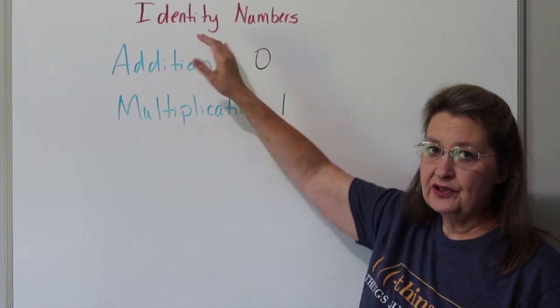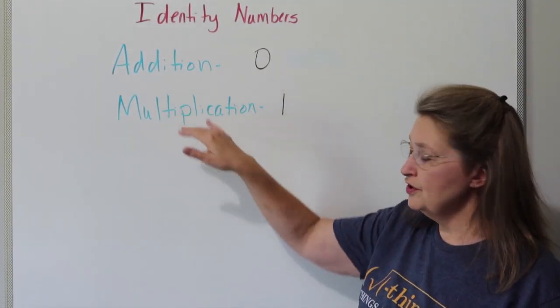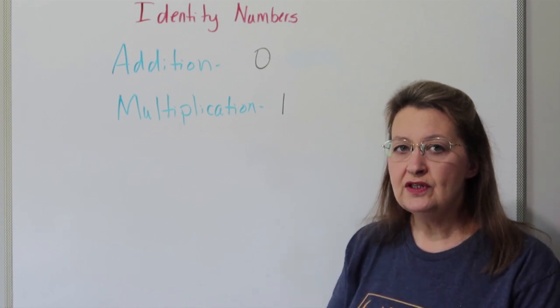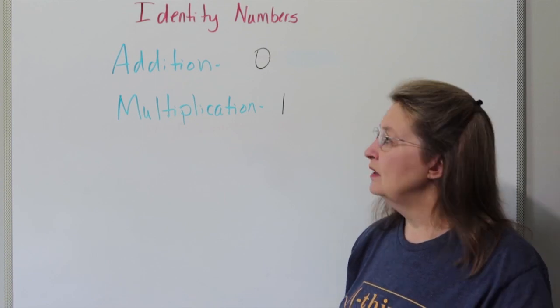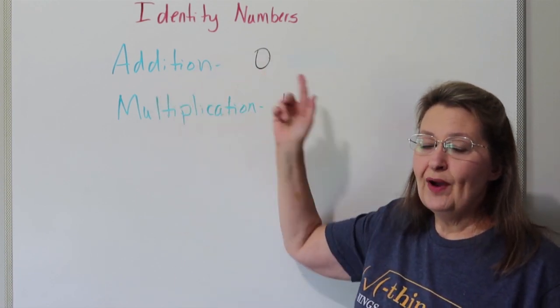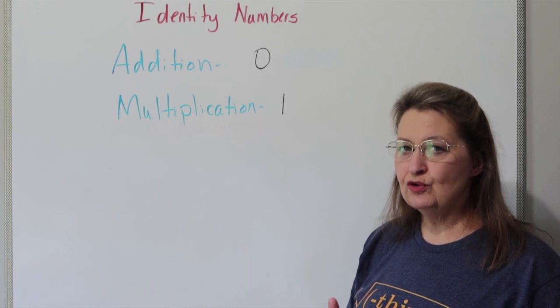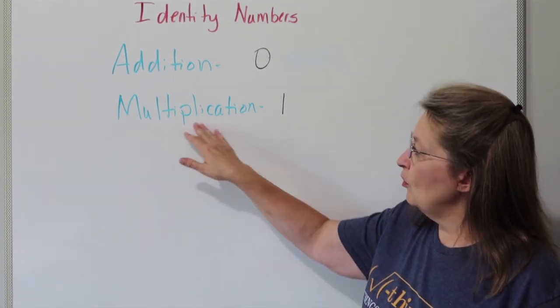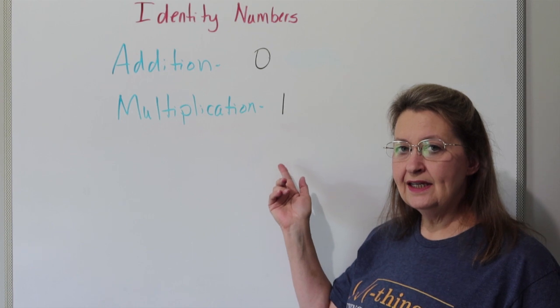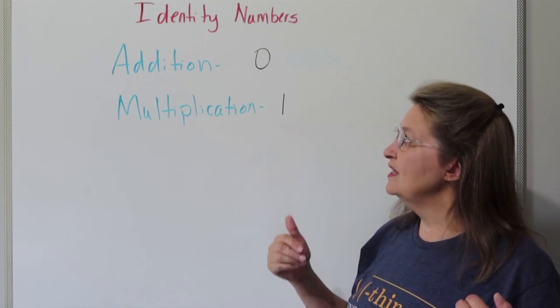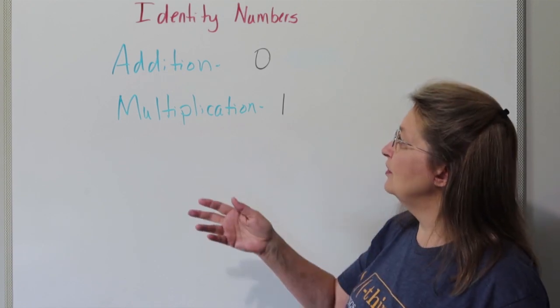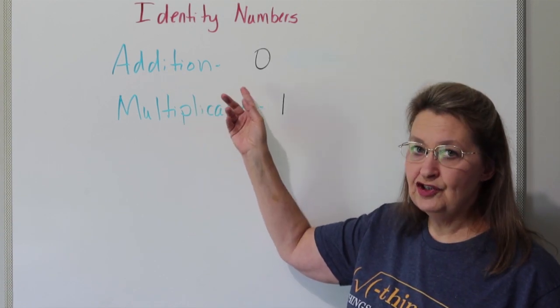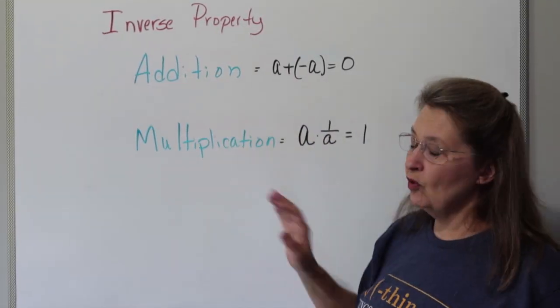Next is identity numbers. These are numbers over addition and multiplication that when you use these numbers, they don't change the identity of the number you started with. So for example, in addition, if you add 0 to any number, you don't change its identity. For multiplication, you don't change the identity if you multiply by 1. Now, once again, this is more about knowing a definition. So if on a test they ask you what is the identity number for addition, you need to know that that's 0.